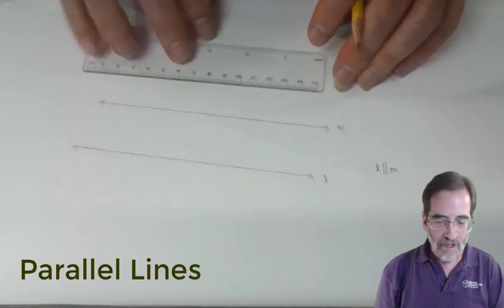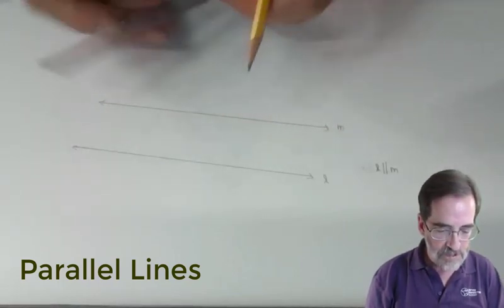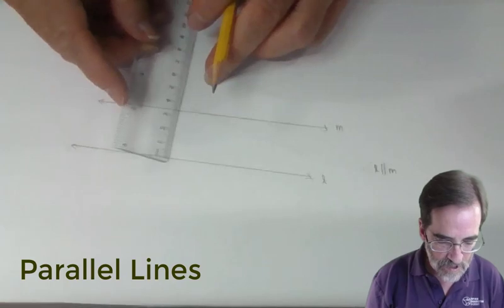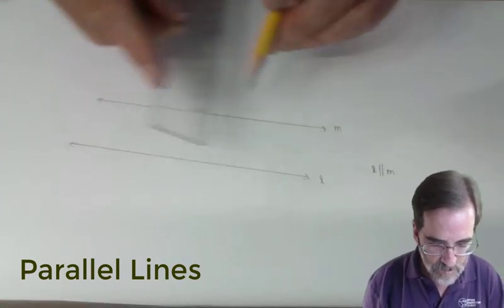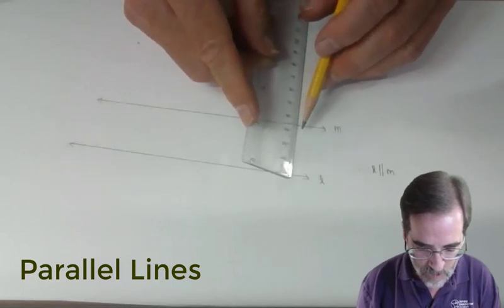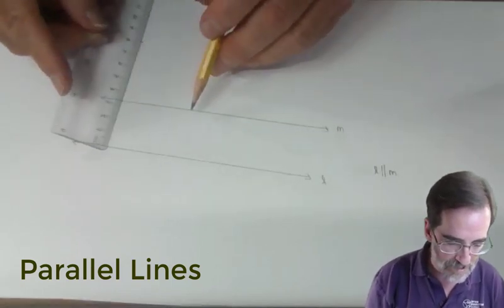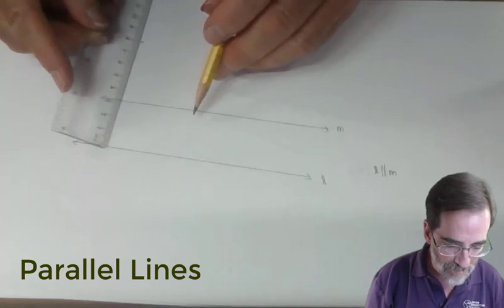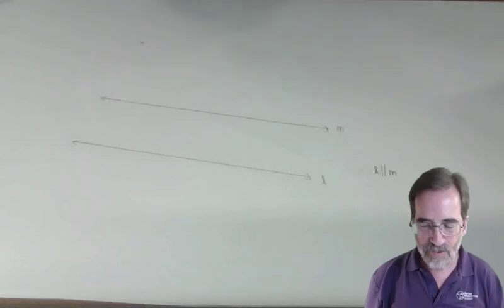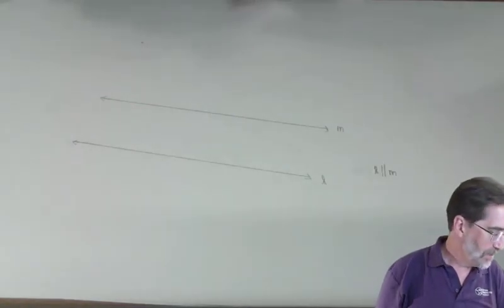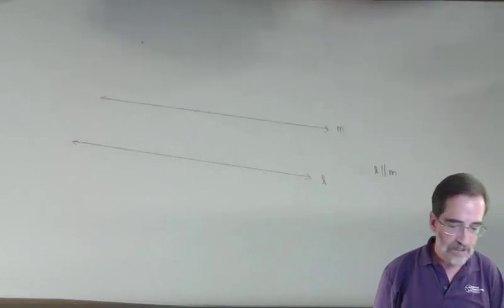All right, and you'll notice they stay the same distance apart. Now, the distance between lines is difficult to define, but that's about 3.9 centimeters, and that's about 3.6 centimeters. I didn't draw these truly parallel. But if they were parallel, I would find that the distance between them stays constant. Parallel lines.